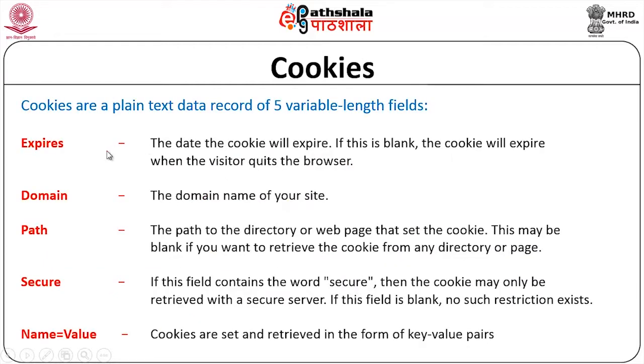Now, a cookie has 5 variable length fields. In each cookie you can store all these things. You can give the expiration date of the cookie. You can give the domain name of your site using the domain field. You can give the path to the directory or the web page that set the cookie by using the field called path, and secure: if this field is set, only if the server is secure would it be able to access the cookie. And you give the cookie stored as a name value pair in order to get it retrieved.